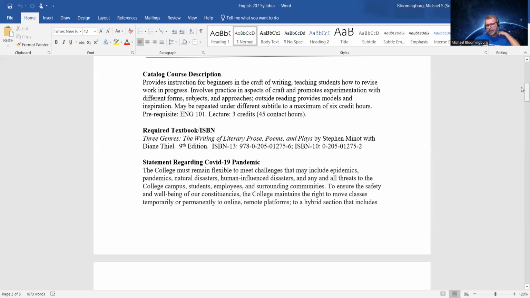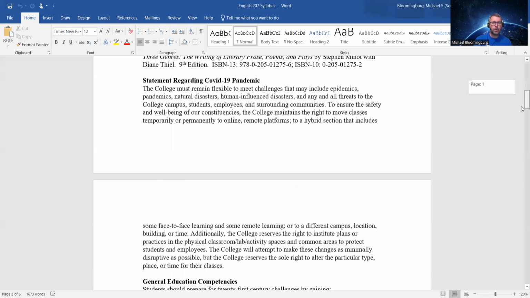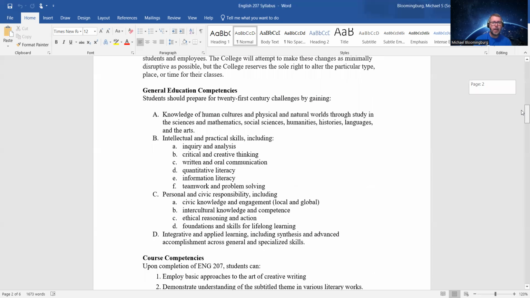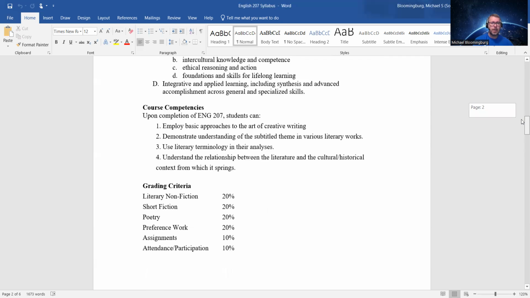Now, since we're an online class, I don't find it really necessary to read the statement regarding the COVID-19 pandemic. That shouldn't impact us again since we're an online class. I'm also, for the sake of time, going to skip the general education competencies, but look those over because those do explain how our class relates to other general education classes that you'll take here at Somerset Community College.